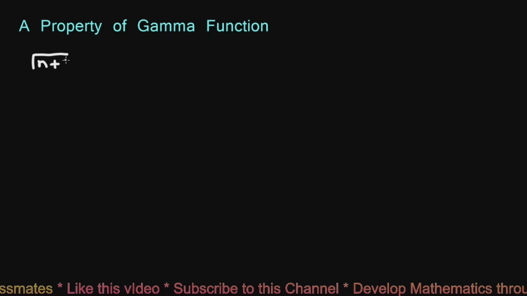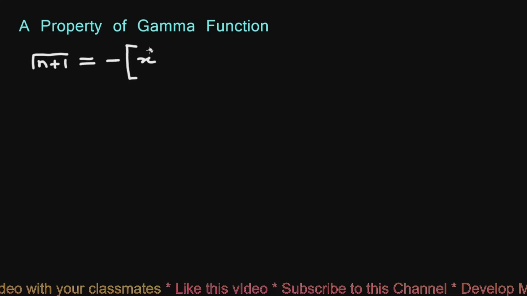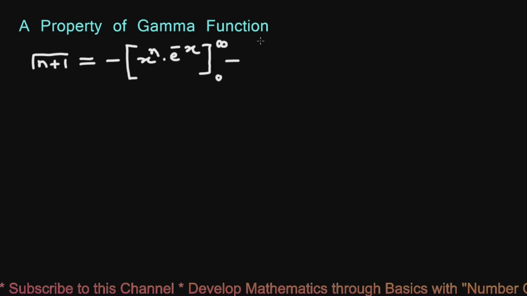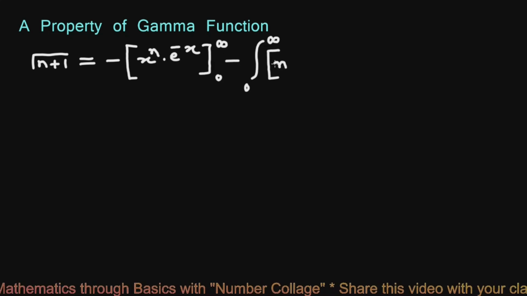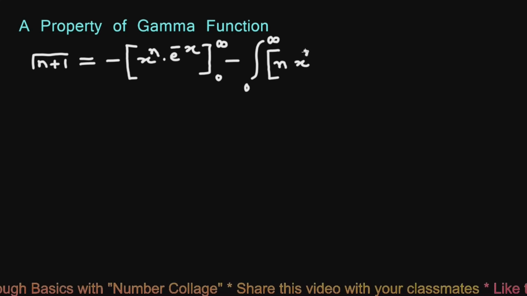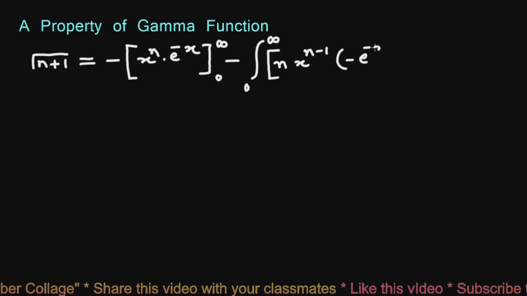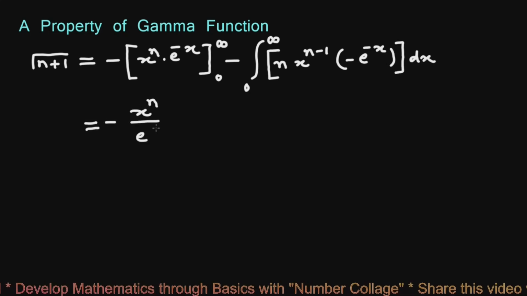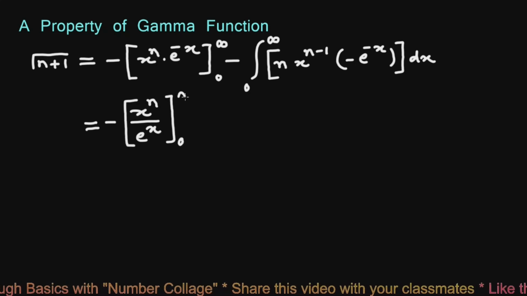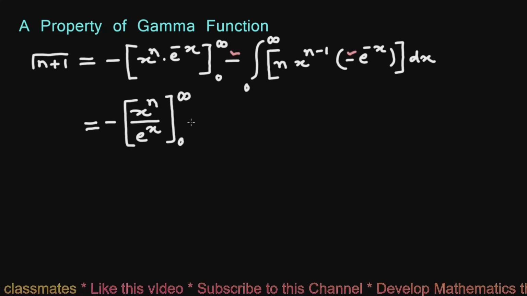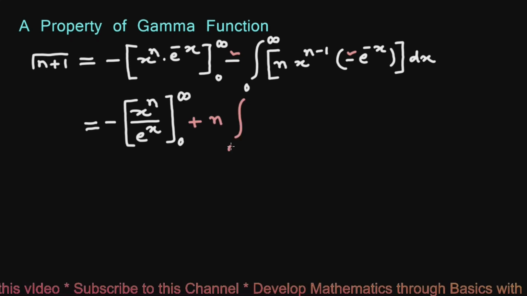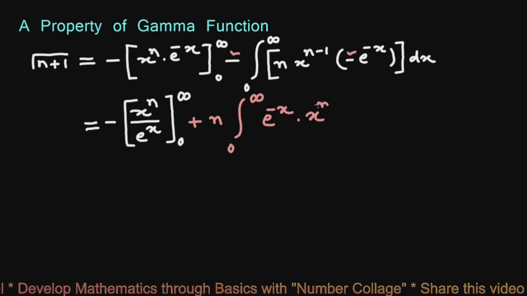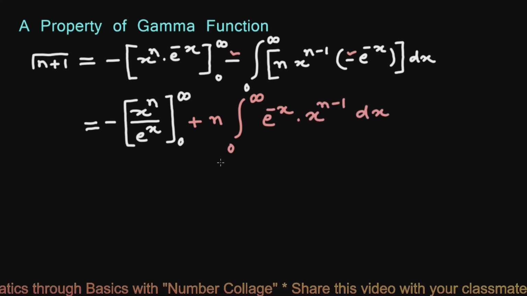we will rewrite this step: gamma n plus 1 equals minus x raised to n e raised to minus x from 0 to infinity, minus integral from 0 to infinity n x raised to n minus 1 into minus e raised to minus x dx. This will be minus x raised to n upon e raised to x from 0 to infinity. This minus and this minus will become plus, into n integral from 0 to infinity of e raised to minus x into x raised to n minus 1 dx.